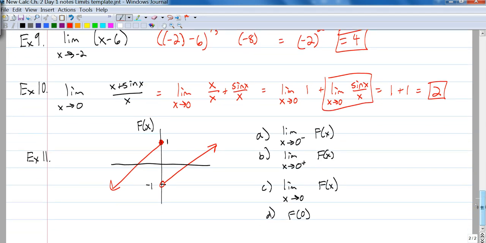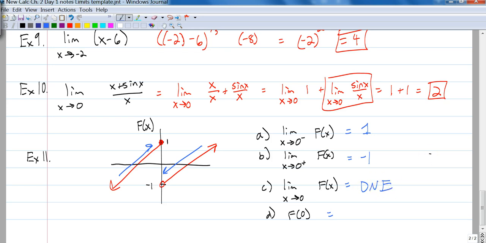And then finally, we have number 11, and it just wants to know what the values approaching from the left and right are. Well, from the left, that's what the negative sign is, we're approaching 1. From the right, I'm approaching -1. What is the limit at 0 when x is 0? Well, it's not approaching the same value from both sides, so the limit does not exist. We just talked about that on the other one.